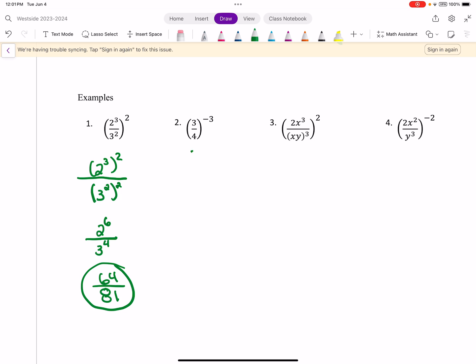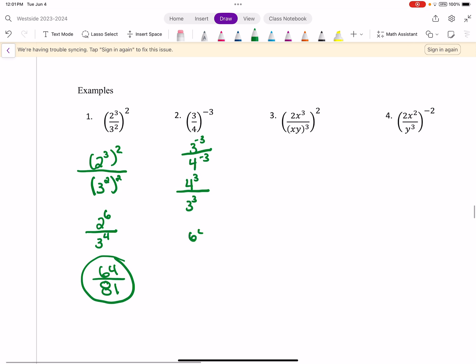On number 2, I'd have 3 to the negative 3rd over 4 to the negative 3rd. We don't like negative exponents, so what we're going to do is move the base with the negative exponent across the fraction. Here, both of them are negative, so they both will move. So the 3 to the positive 3 would become the bottom, and the 4 to the positive 3 would be the top. Well, if we use our calculator, 4 to the 3rd is 64. And 3 to the 3rd is 27. 64 over 27.